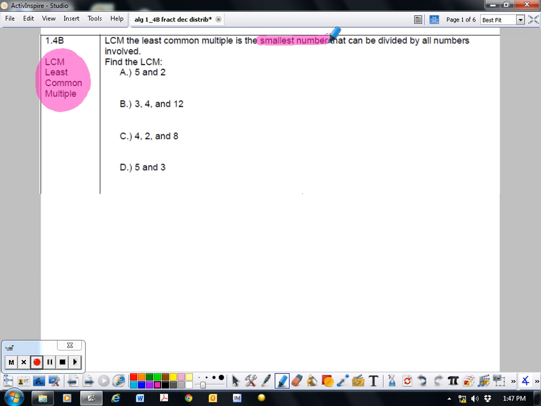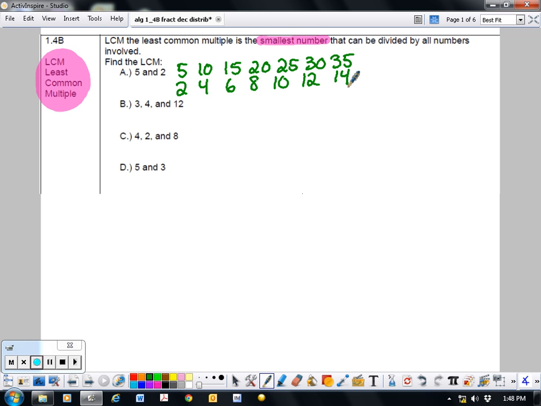So a nice way to find LCM is to just list the multiples and find the smallest number they have in common. So if I have 5 and 2, I would look at multiples of 5: 5, 10, 15, 20, 25, 30, 35, and so on. And then I can look at multiples of 2: 2, 4, 6, 8, 10, 12, 14. And then I'd find the number that's common between them, but the smallest one. So 10 is the first one that appears in both of them, so our LCM would be 10.